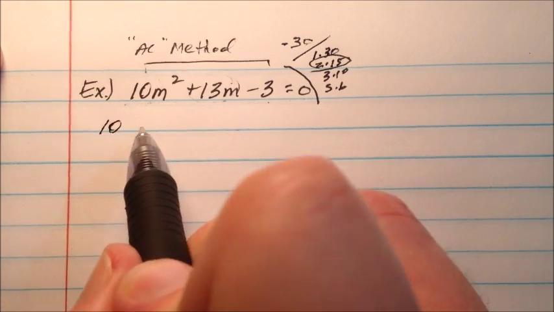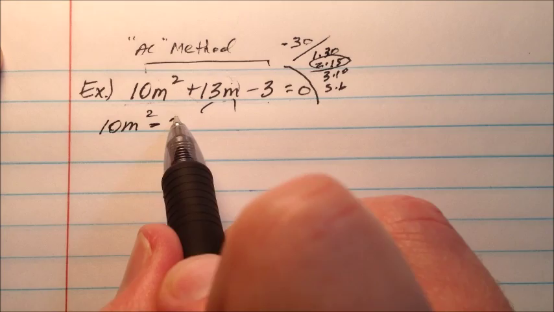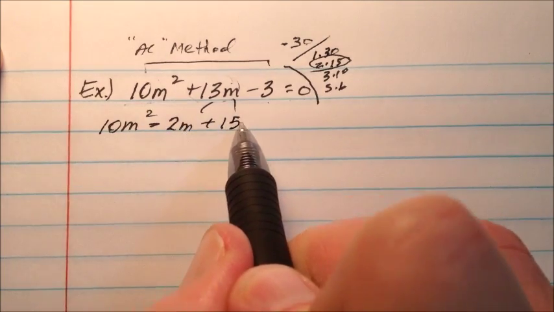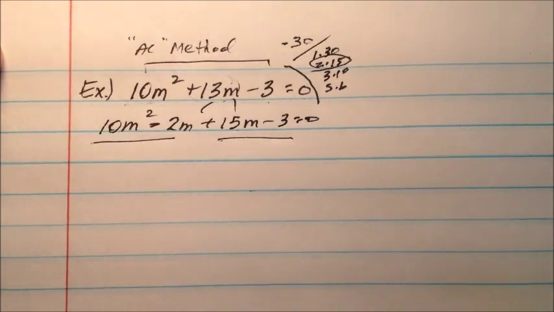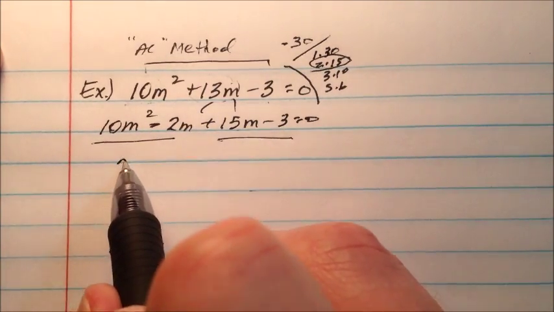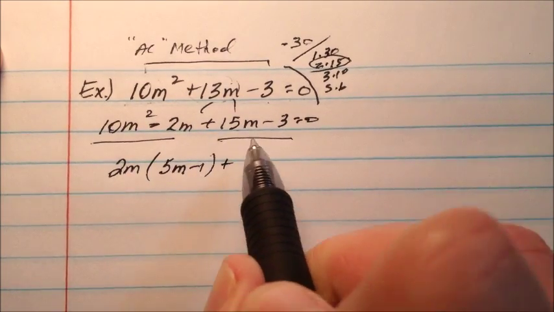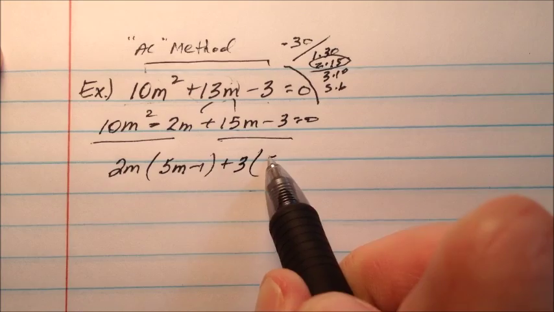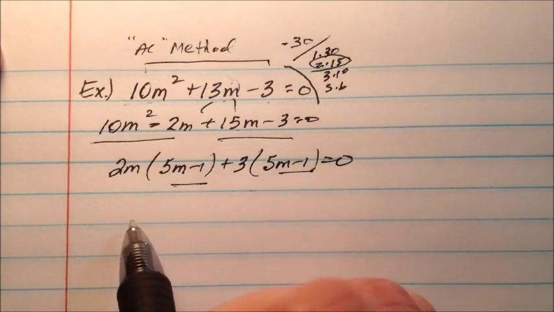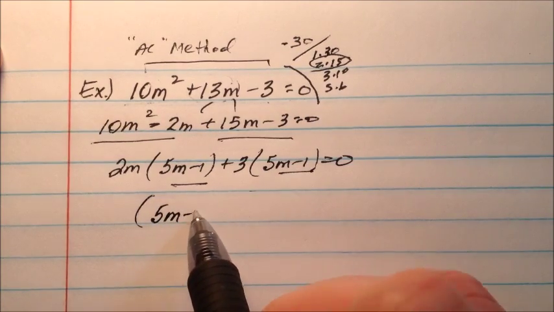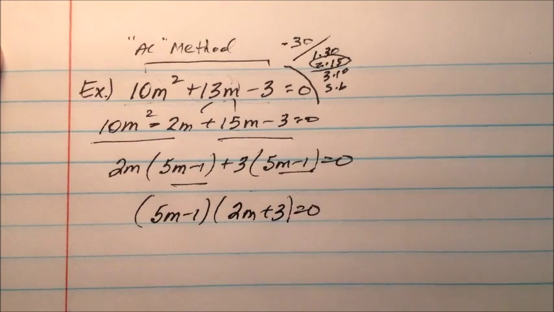Okay, so I'm going to rewrite this, and I'm going to split this middle term into two terms, so minus 2m plus 15m minus 3 equals 0. And then I can use factor by grouping. So I'll take a 2m out of both of those. I'm left with 5m minus 1. Take a 3 out of both of those, I'm left with 5m minus 1. So these are the same. So 5m minus 1, and the quantity 2m plus 3 equals 0.